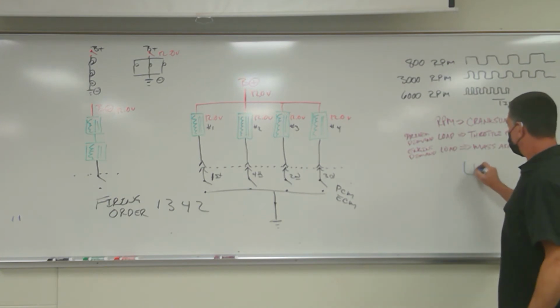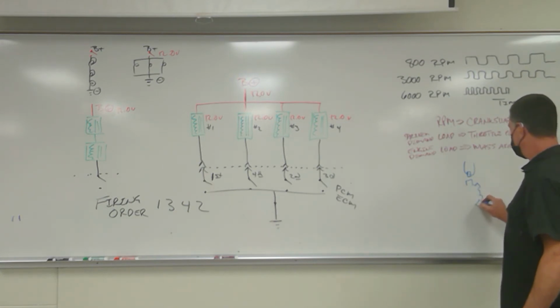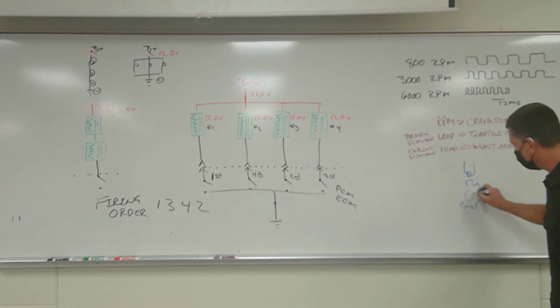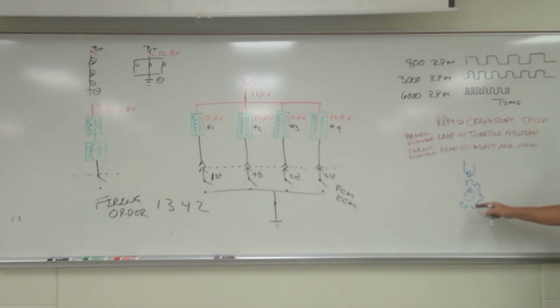Well, what if I have something that looks like this? It's a magnetic pickup. Okay, so I've got on my crankshaft here, keyed onto my crankshaft, is this trigger wheel.